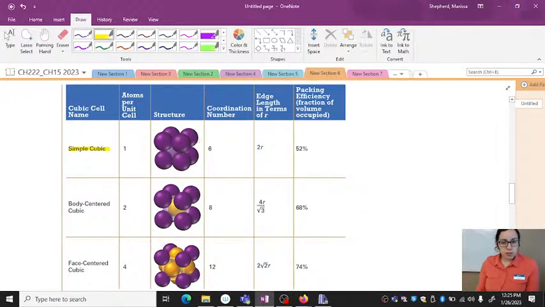And so notice you have 1/8 of each little atom in there. And so it has a coordination number of 6. And then the edge length, so this would be related to your atom, would be 2R. And then packing efficiency just gives you a rough idea of, again, how much volume is occupied or not. And so this one is less packed. And so this is only 52%.